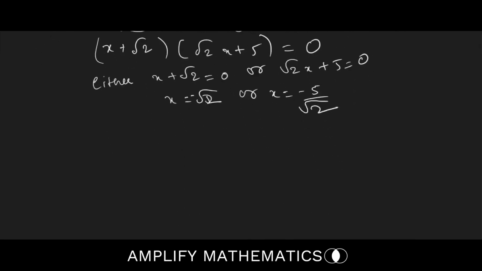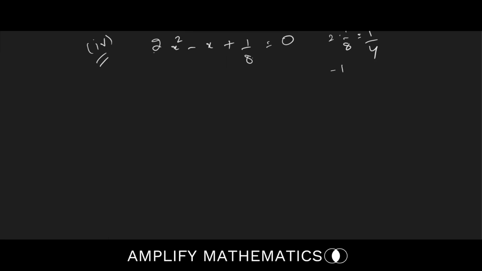Okay, and let's solve part 4 of this also. Okay, so part 4 is 2x square minus x plus 1 by 8 is equal to 0. So to solve it using the method of factorization, we should be taking two numbers whose product is first coefficient into the last coefficient, which is 2 into 1 by 8 is equal to 1 by 4, and the sum should be minus 1.